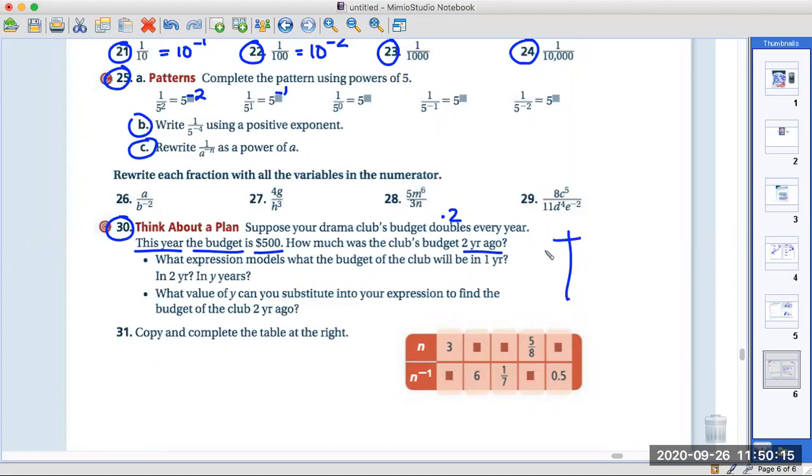Yeah? So 2 years ago was -2, and now is 0. What will it be in 1 year? In 2 years? So these would be years, and this would be the budget. And then that's it. That's all we have.